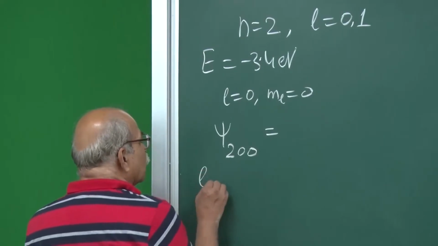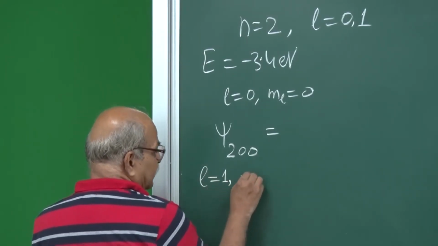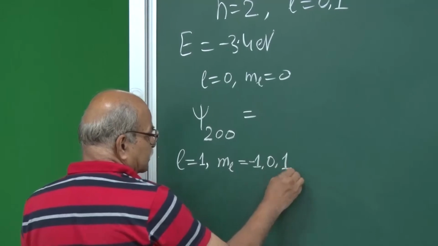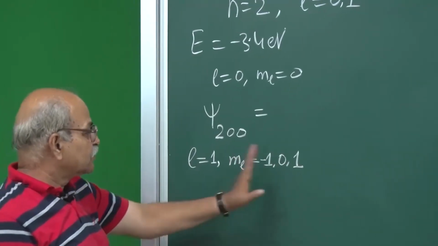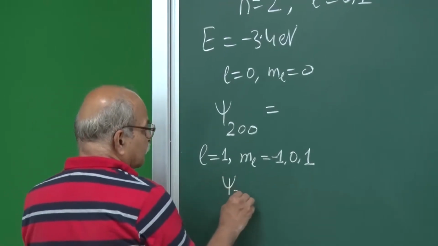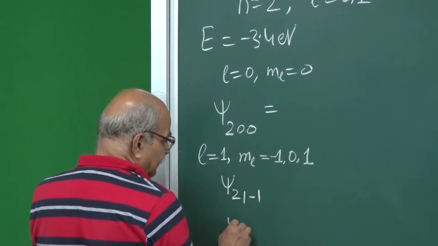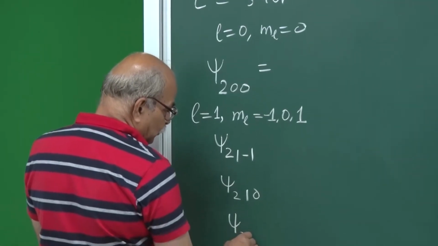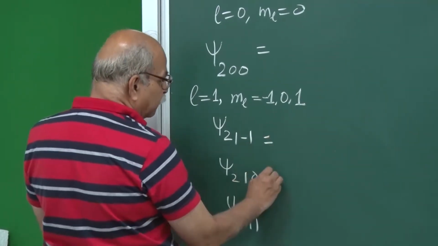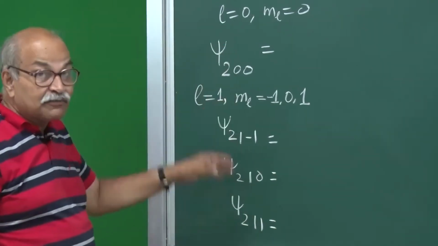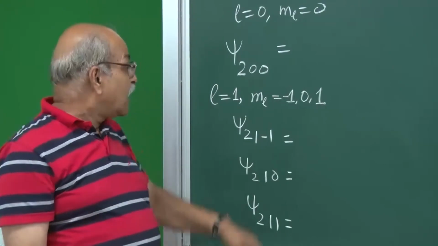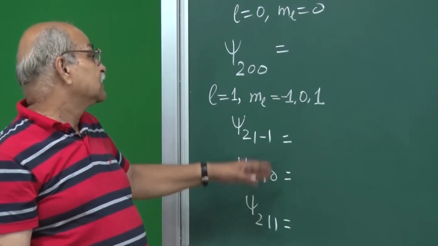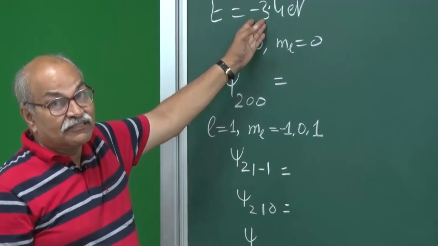It can also be L equal to 1. If L is equal to 1, then ml can be minus 1, 0, or plus 1. It can go from minus L to plus L in steps of 1. And then we will have psi 2, 1, minus 1, psi 2, 1, 0, and psi 2, 1, 1. So we have 4 different functions, different from each other, independent of each other. I have 4 different wave functions possible with the same energy, minus 3.4 eV.